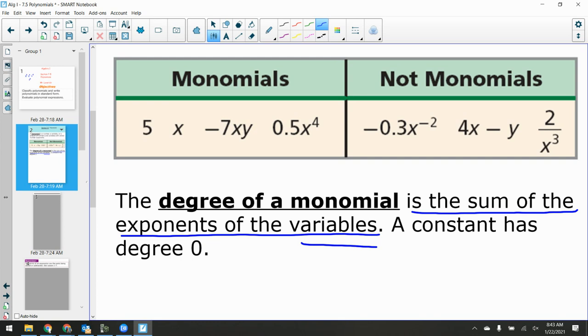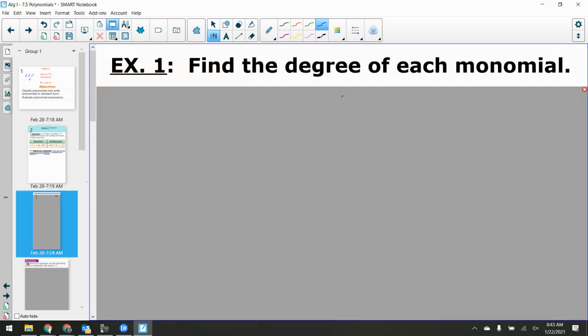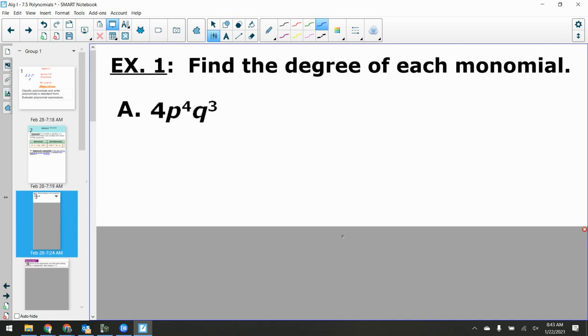Because it has no variables. All right, so let's practice that a little bit. Let's find the degree of this monomial. The degree of this monomial. So 4p to the fourth, q to the third. All right, well, my powers here.